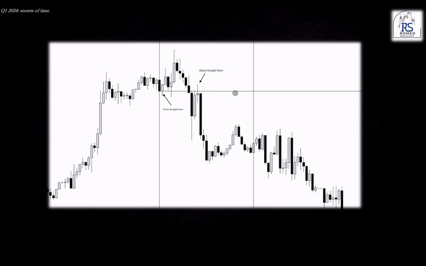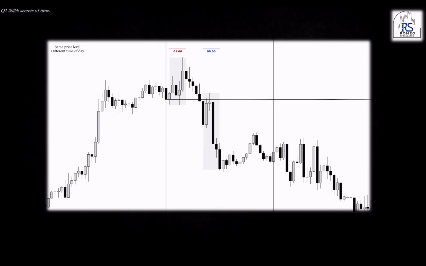Adam bought at the same price level that Peter did, and he suffered loss. So Peter bought at the same price that Adam did. However, Peter made money and Adam lost money. What's the difference between the two? The difference is Peter was aware of the importance of time, and Adam was not. And for the astute observer, you will note the gray shaded area as a range being broken and retested. Open, high of the day in London, market structure shift, and then a continuation, a typical New York OTE.